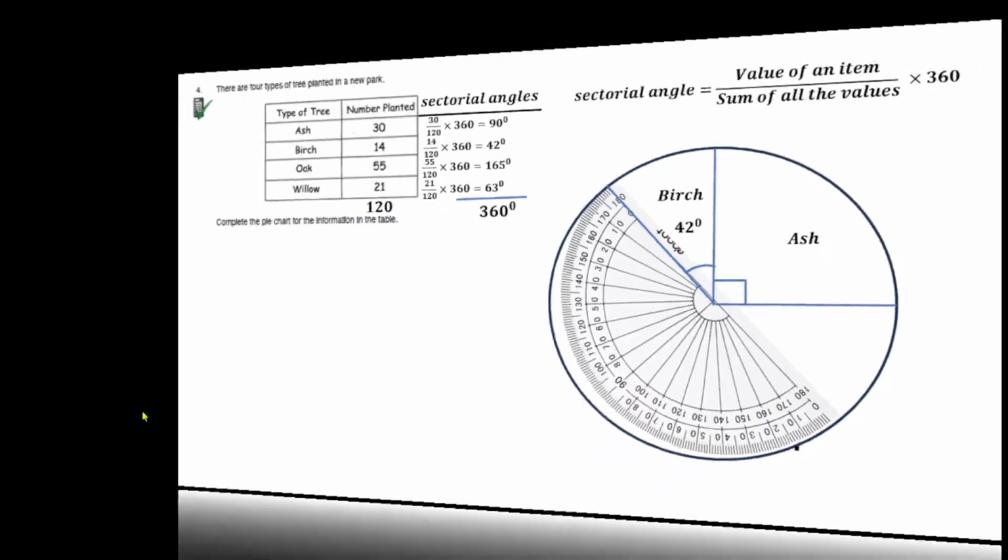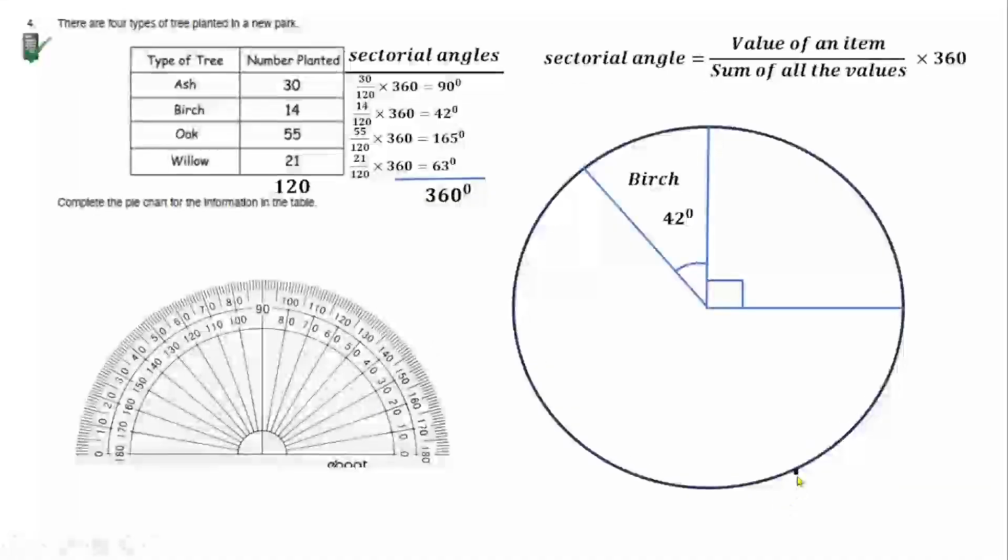Then remove your protractor. If you have made your point here, then draw a straight line as the radius to that point. That means that the whole angle from here to here now is 165 degrees, and that will represent the hook. The last one is the willow, and the angle.